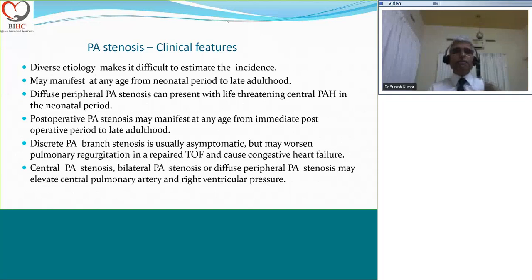And discrete pulmonary arterial branch stenosis, if isolated, may be asymptomatic, but it can worsen pulmonary regurgitation in a repaired TOF, or it may cause congestive heart failure. Central PA stenosis, bilateral PA stenosis, or diffuse peripheral PA stenosis all may elevate central pulmonary arterial pressure and right ventricular pressure.